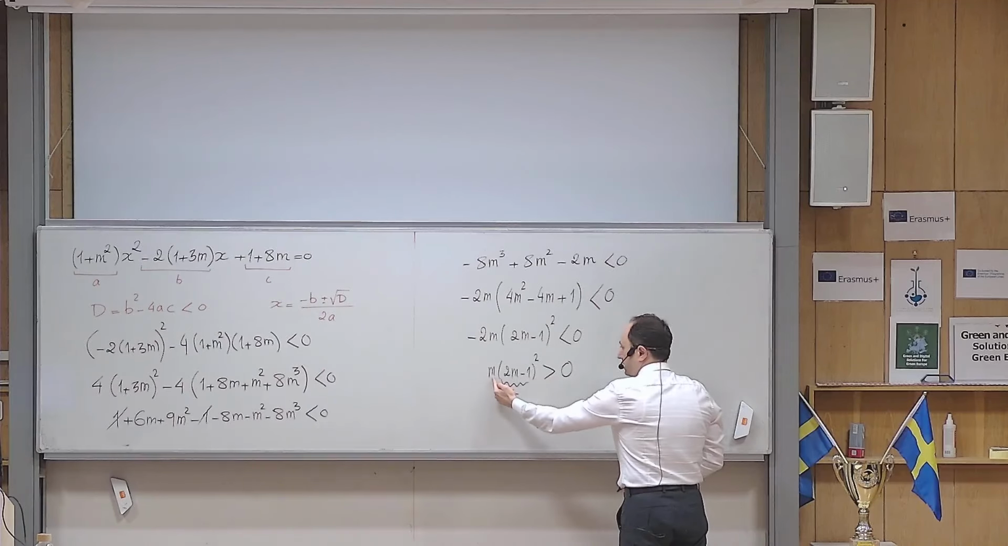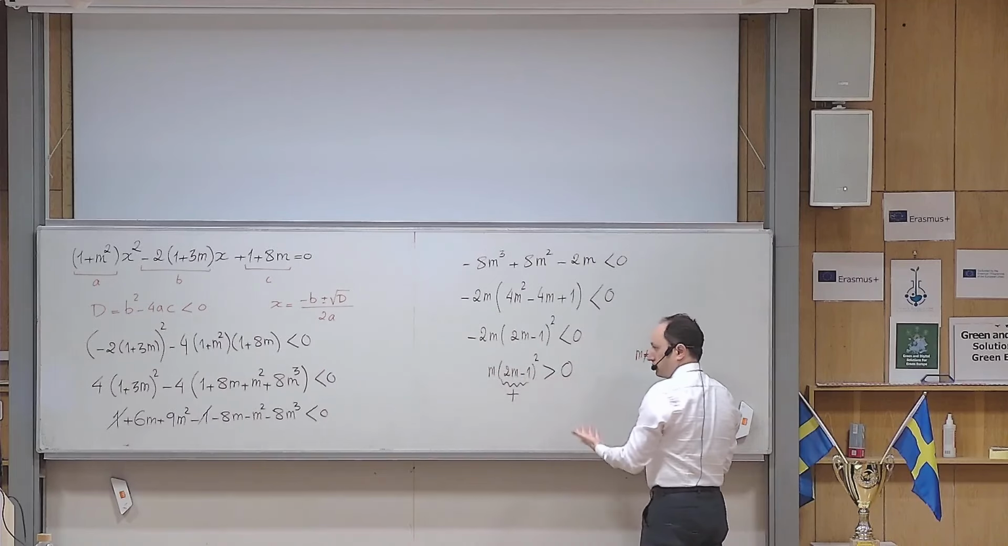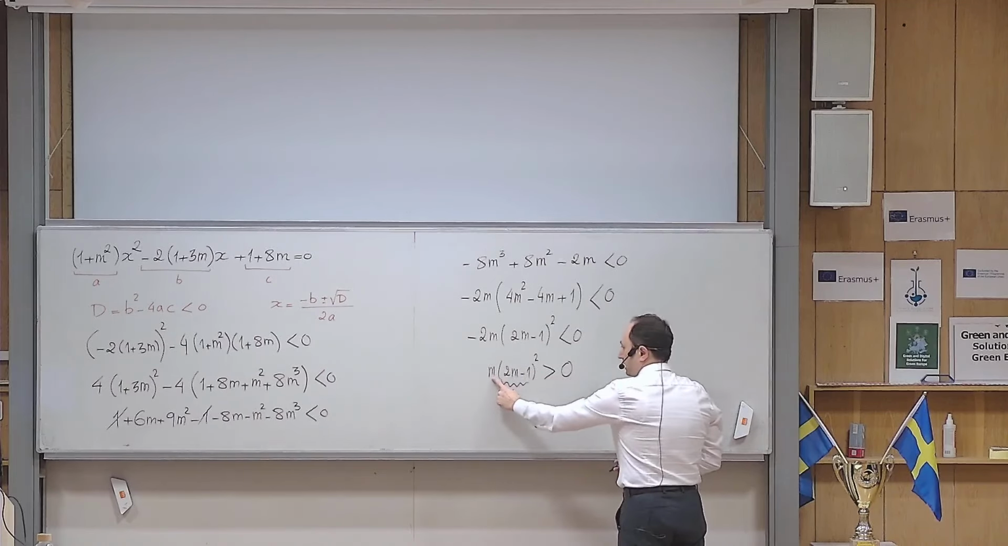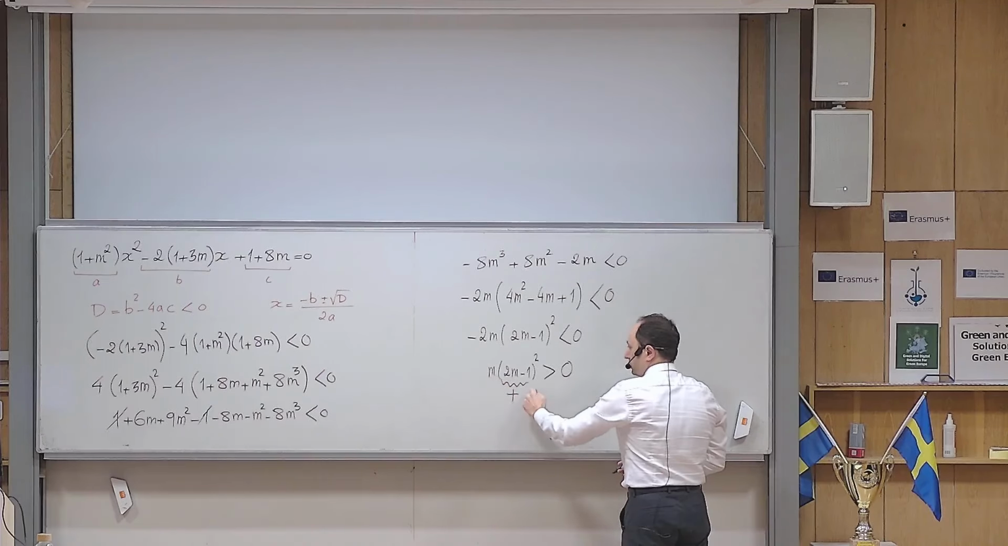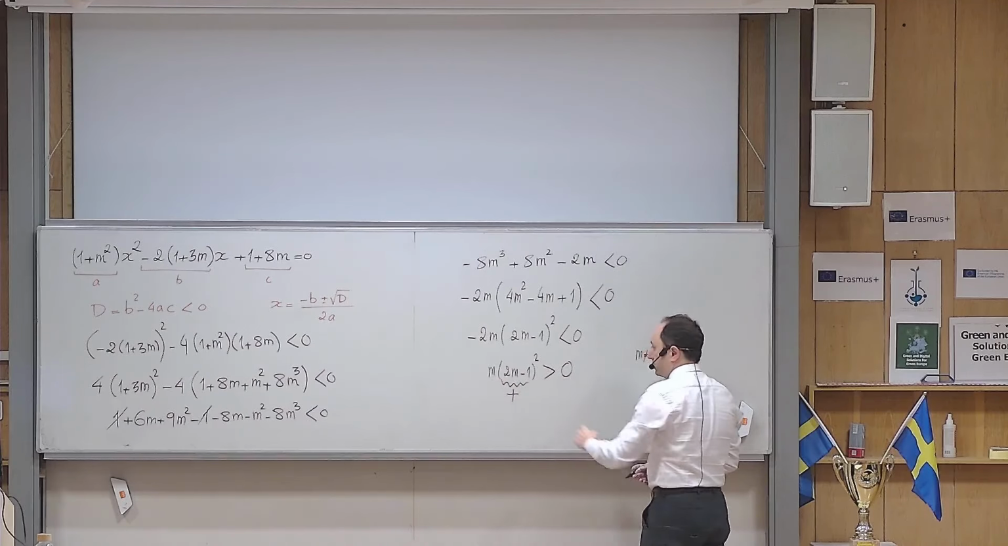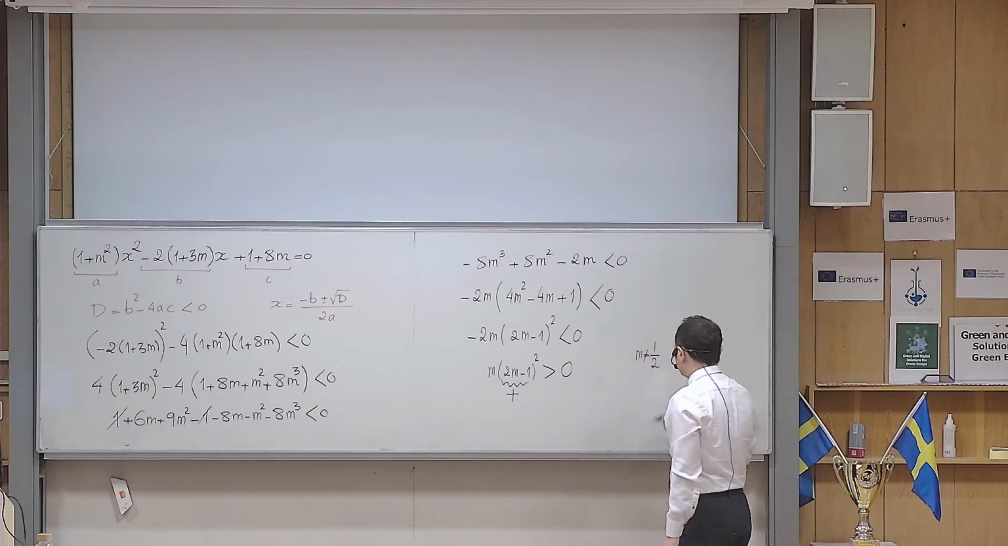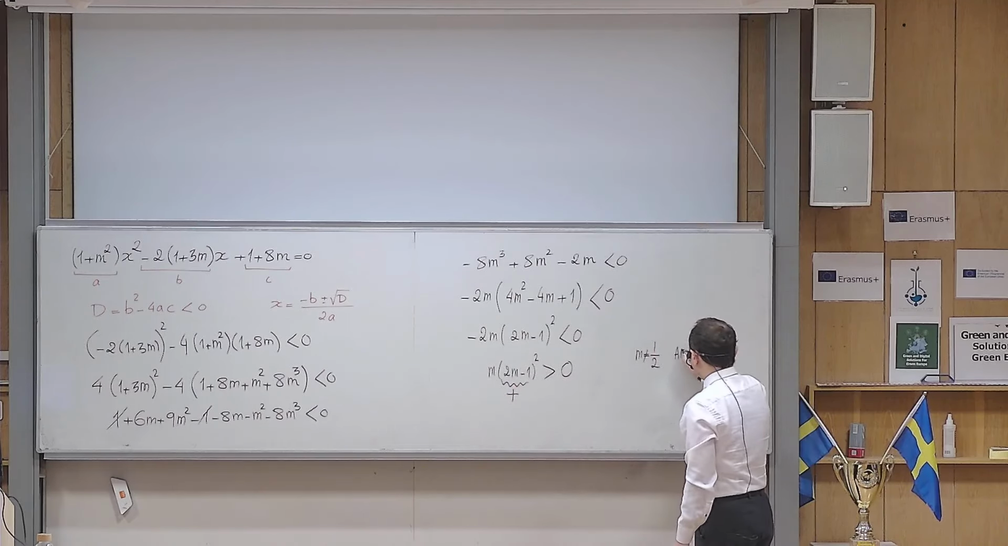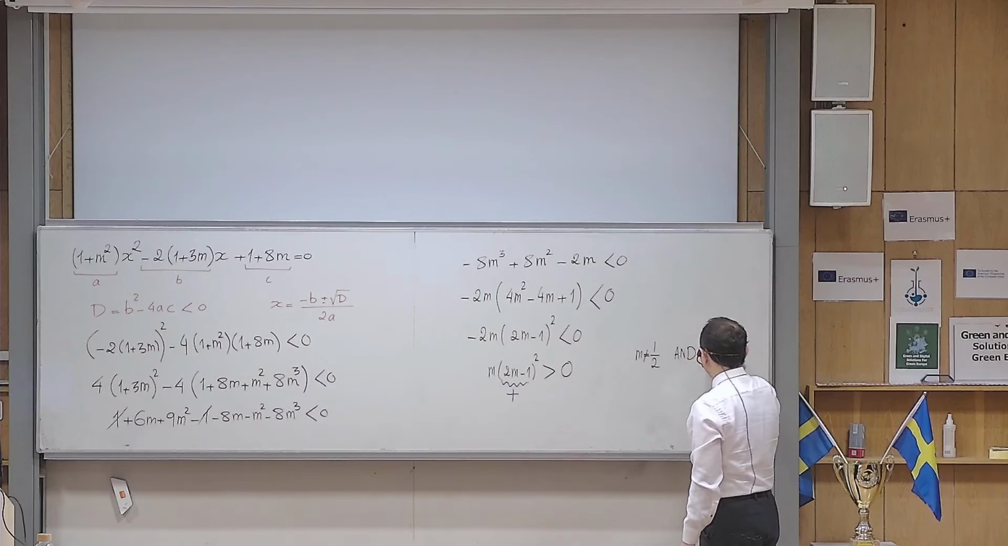Because if m is 0, the left-hand side becomes 0. 0 greater than 0 does not work. If m is negative, negative times positive becomes negative. A negative number cannot be greater than 0. That cannot work. So the only possibility for this combination to be positive is that m should also be positive.